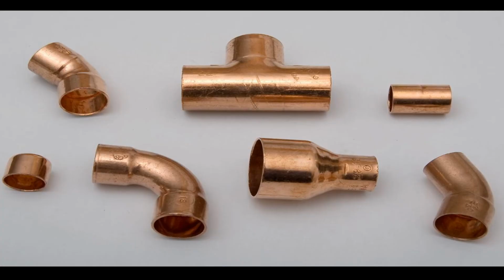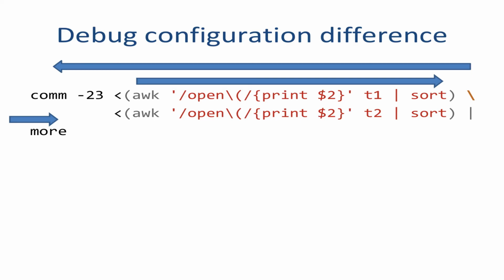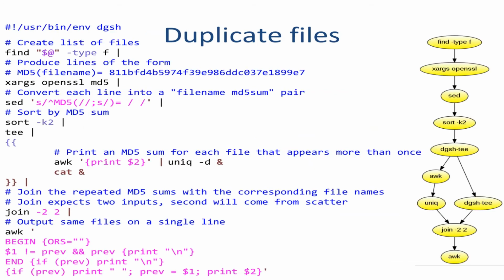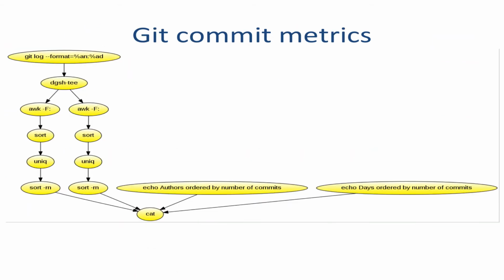Let's see some more examples. Here is the awkward backward and forward data flow associated with Bash's process substitution mechanism. The same can be expressed much more elegantly in DAGs with a multipipe block. You can find duplicate files within a directory hierarchy very efficiently by joining duplicate MD5 sums with the corresponding file names. You can analyze Git repositories by sending the output of Git log to multiple processes.